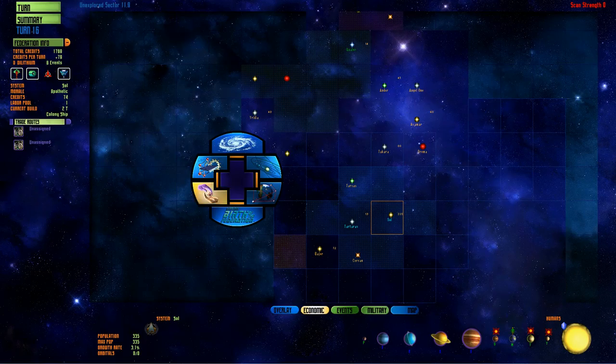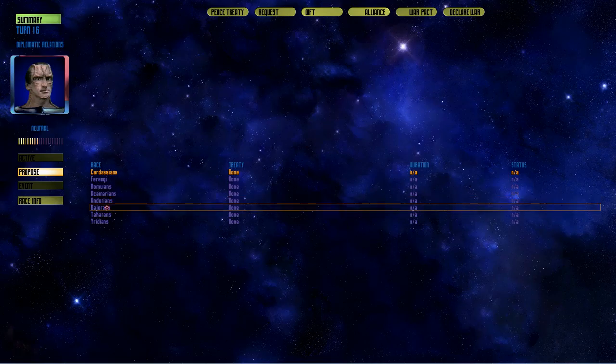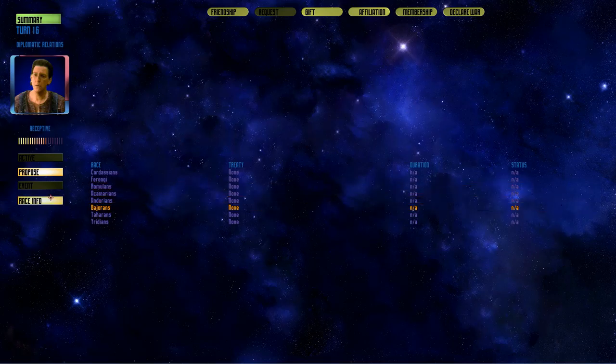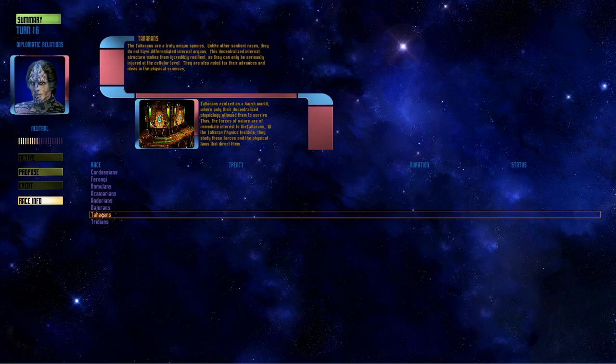Now, the other thing I want to look at is to see who I want to trade with. So we have the Bajoran over here, and we can look at the race info. They're receptive already, so let's trade with them. The Takaran, let's take a look at this. So the note for the advances and ideas in physical sciences.